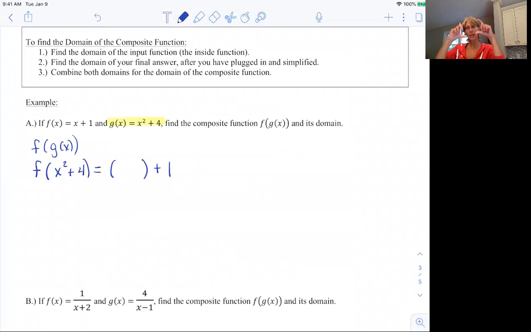You see how I just put a set of parentheses there? That's my x, and that's what I'm going to plug in, x squared plus 4 for my x. And now I'm going to simplify it, so f of g of x becomes x squared plus 5.